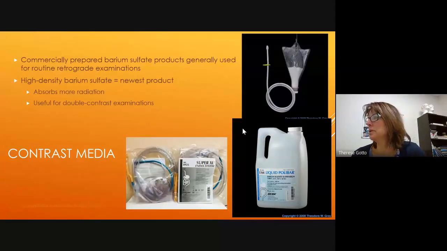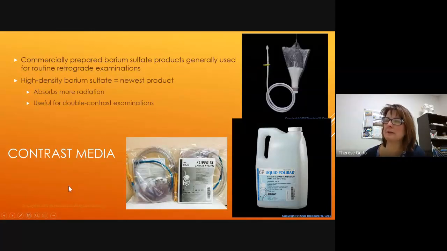Okay, these are the commercially prepared things that we can use, okay? The bags come ready to go with the tip, okay? The only thing you have to add on here is the little air compressor device that we add on to blow up the balloon, okay?